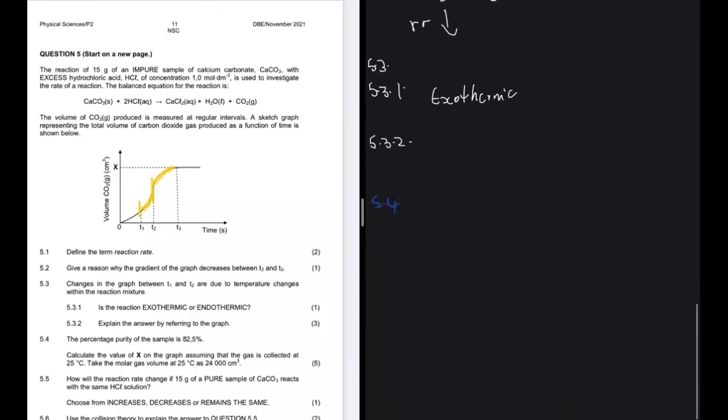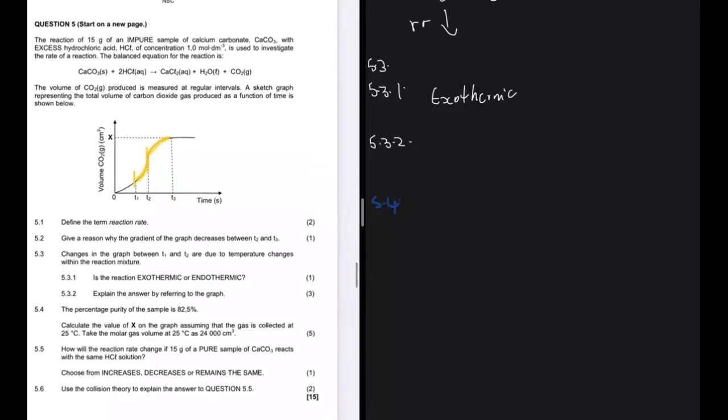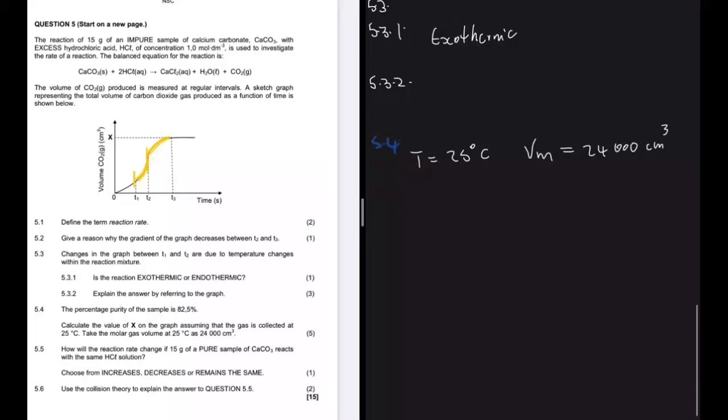And then let's move ahead and go to 5.4. 5.4 says the percentage purity of the sample is 82.5%. Calculate the value of X on the graph, assuming that the gas is collected at 25 degrees Celsius. So we have T equals 25 degrees Celsius, and the molar gas volume Vm equals 24,000 centimeter cube. So we're supposed to calculate the volume of CO2 at X.